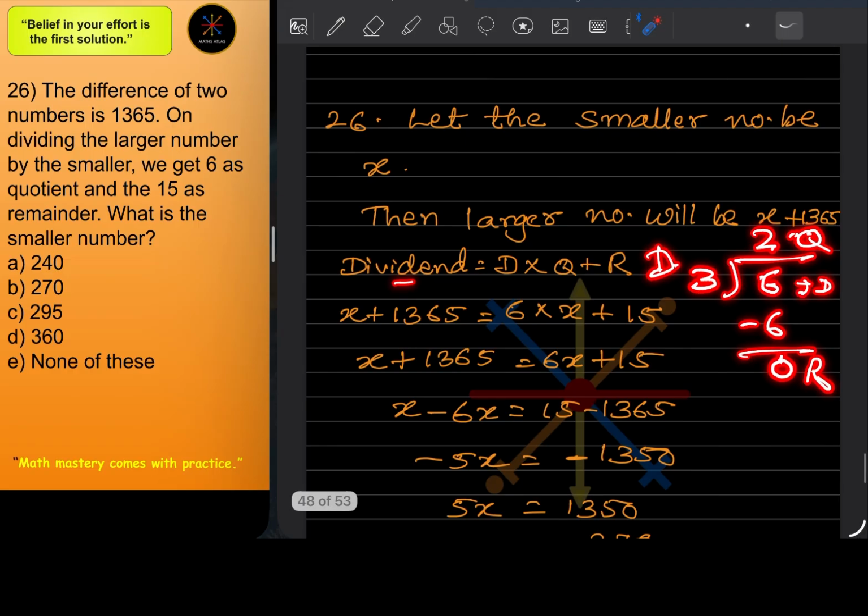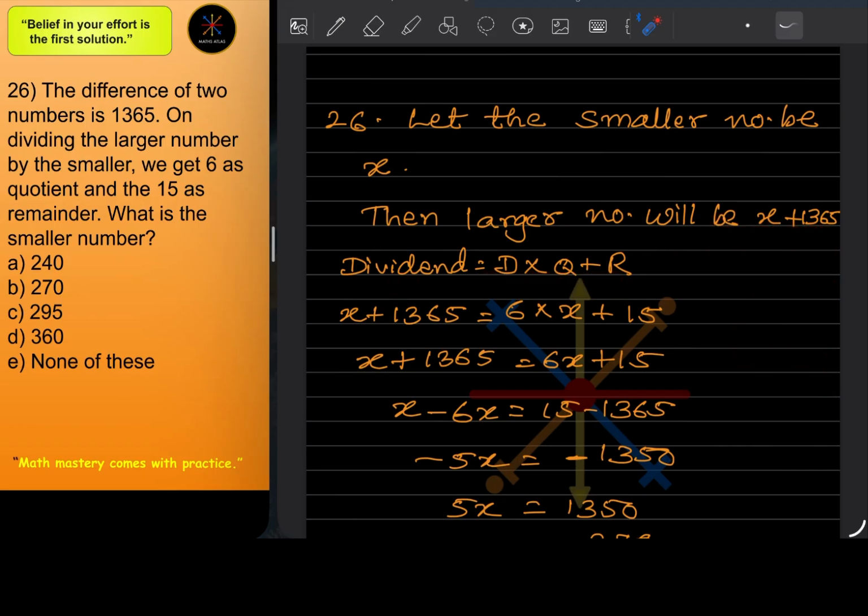So what is that? Dividend is equal to divisor into quotient plus remainder. So when you multiply this into this, you get 6, 6 plus 0, that is going to be 6. So now here the dividend is, because they said on dividing the larger number by the smaller, x plus 1365. The divisor is 6, the quotient is going to be x, and the remainder is given here as 15. So once this is done, the rest is very easy. This is going to be 6x plus 15, because 6 multiplied by x plus 15.